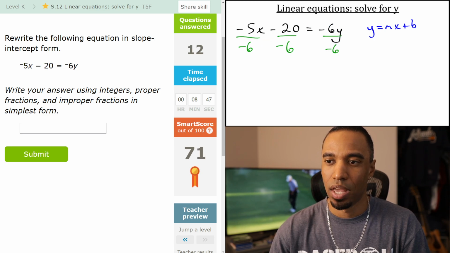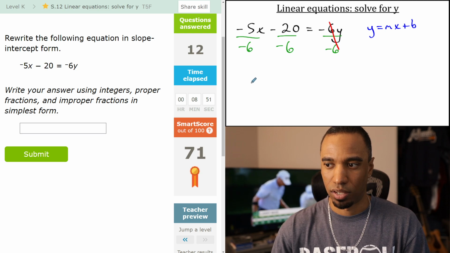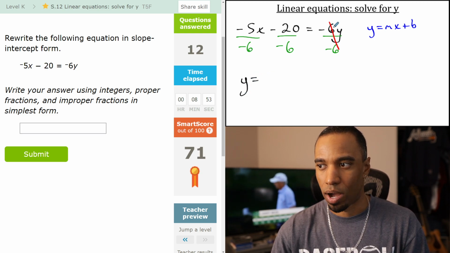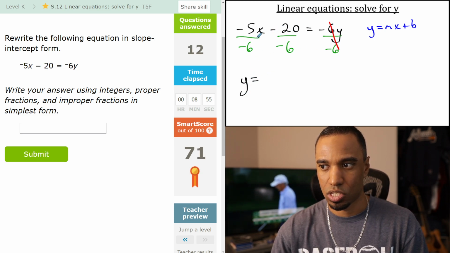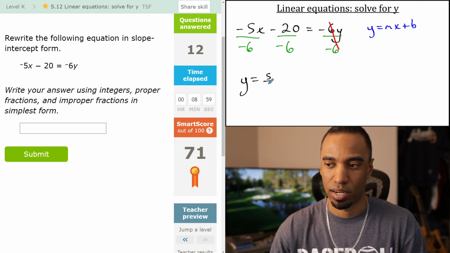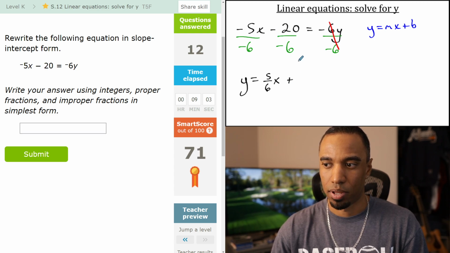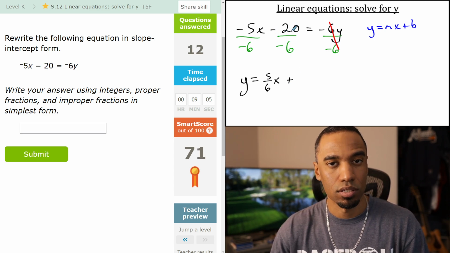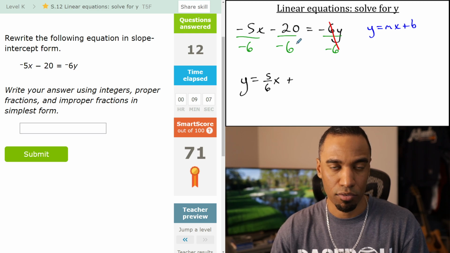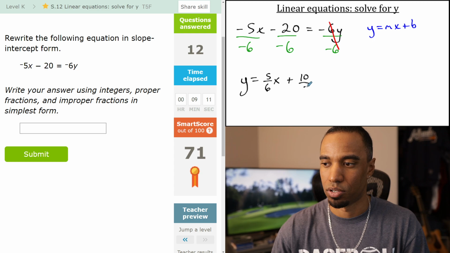Divide by negative 6. I'm going to go ahead and write y equals on the left side. I hope you're okay with that. The y, I'm just moving it over here. Y equals. This stuff I'm going to move over here. Negative divided by negative is a positive, so I could get 5 over 6, x. Negative divided by negative is a positive, so I'll get a plus. 20 over 6 can reduce to 10 over 3 if I divide 20 by 2 and 6 by 2. So I get 10/3, like that.